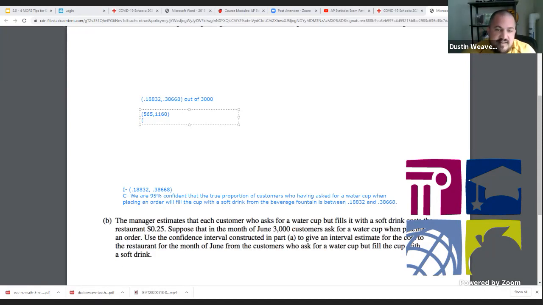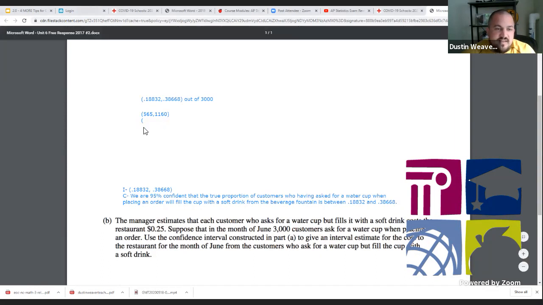So if 565 people do that, then that is going to end up costing the company 565 times 0.25, 25 cents a piece. That's $141.25. All the way up to, if 1,160 people do that, that would be $290. So between $141.25 and $290.